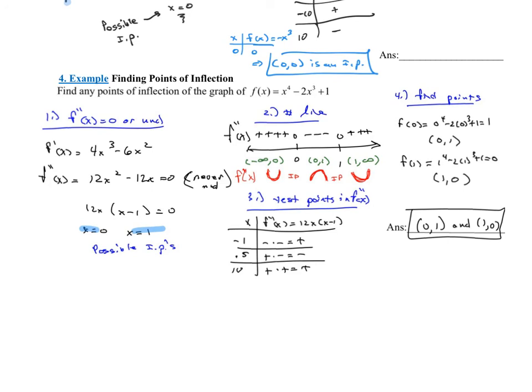Anytime it changes sign, it is an inflection point. Had we had something like positive, positive, that number 0 right here would not have been an inflection point because it did not change sign. But in this case, it did change sign, so both of those are inflection points.